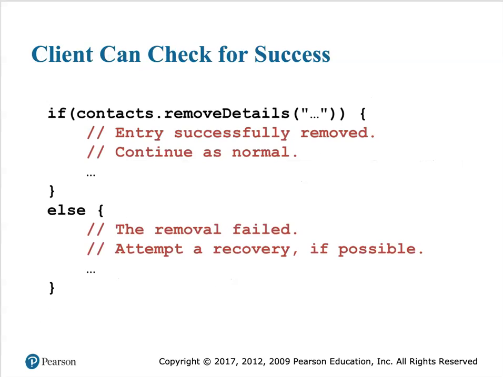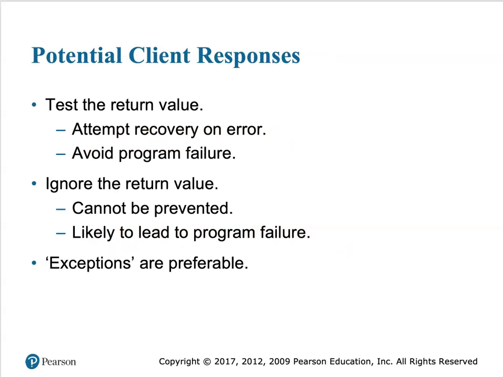Now this looks like a good solution, because on the client side, the client can check for success. If contacts.removeDetails returns true, we know what we can do. Else, contacts.removeDetails must have been false, and now we have to do some kind of recovery. So this seems to solve the problem, but there's a kind of insidious problem.